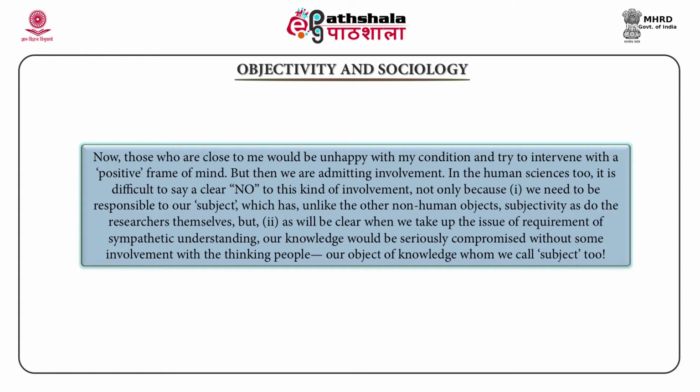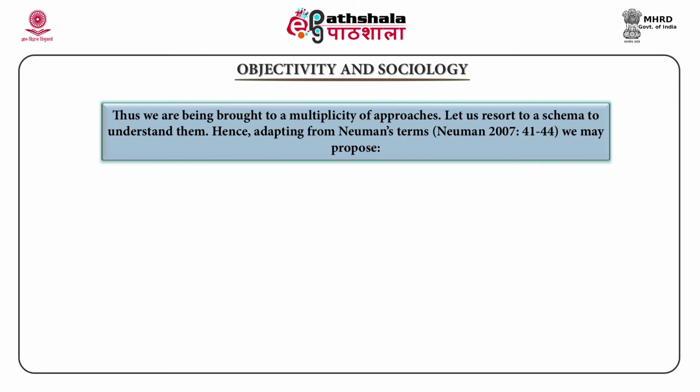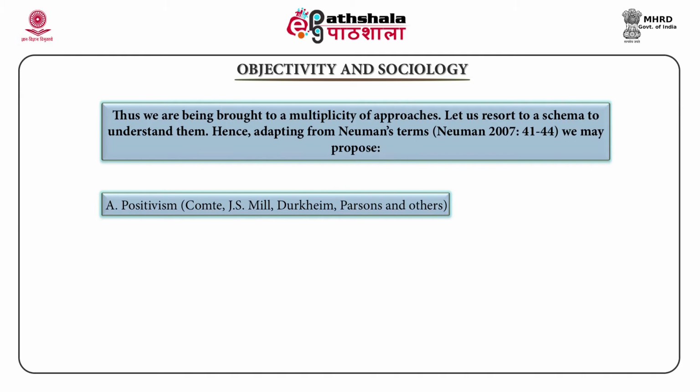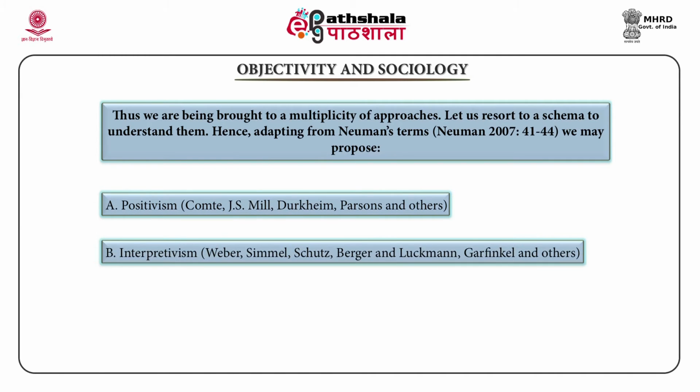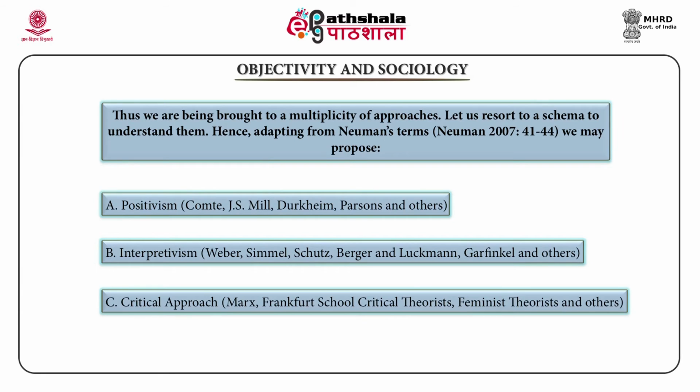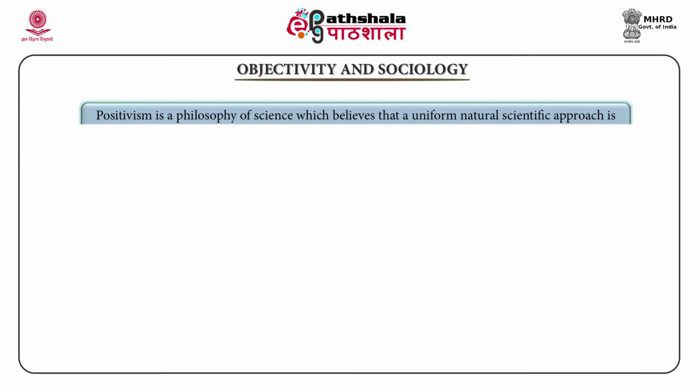At this juncture, let us look at a multiplicity of approaches that have much to do with these issues of objectivity and value neutrality. We will now resort to a schema to understand them. Adapting from W. L. Newman's terms, we may propose A. Positivism of Comte, J. S. Mill, Durkheim, Parsons and others. B. Interpretivism associated with Weber, Simmel, Schutz, Berger and Luckmann, Garfinkel and others. And C. Critical approaches of Marx, Frankfurt School, critical theorists, feminist theorists and others.